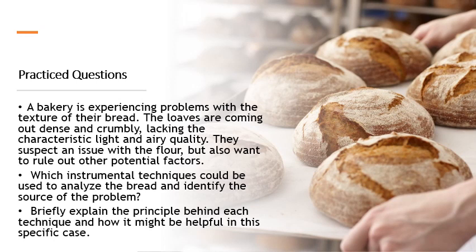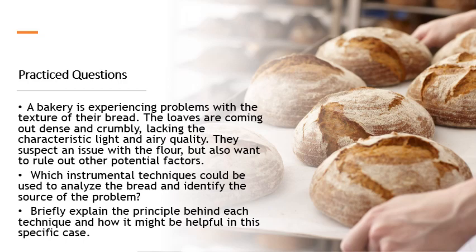This is a practice question on what we have talked about. A bakery is experiencing a problem with the texture of their bread. The loaves are coming out dense and crumbly, lacking the characteristic light and airy quality. So they suspected an issue with the flour, but also want to rule out other potential factors. So tell us, which instrument technique could be used to analyze the bread and identify the source of the problem, and briefly explain the principle behind each technique and how it might be helpful in this specific case. The answer to this is found at the end of this class.